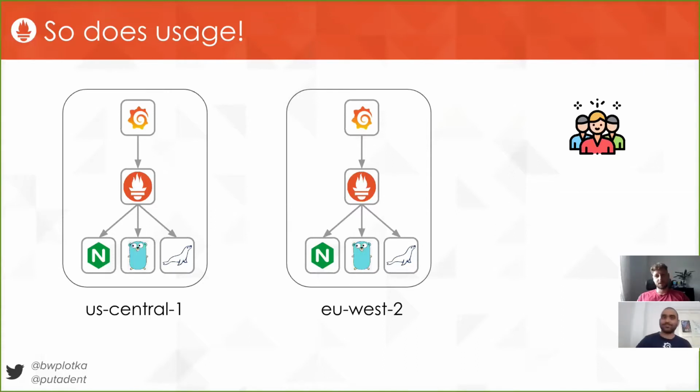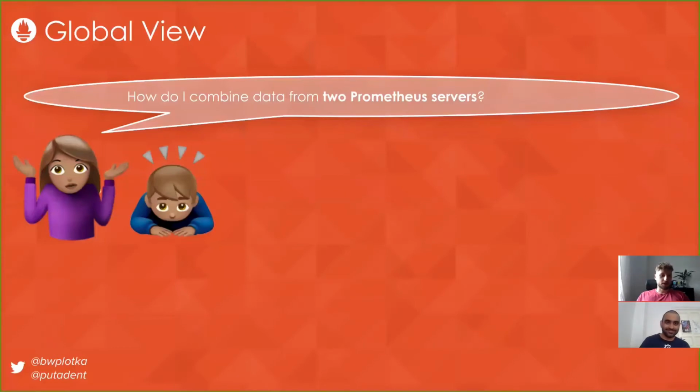Until at some point, Kate and Tom wanted to figure out how to aggregate the data on the global level from the multiple Prometheus servers.